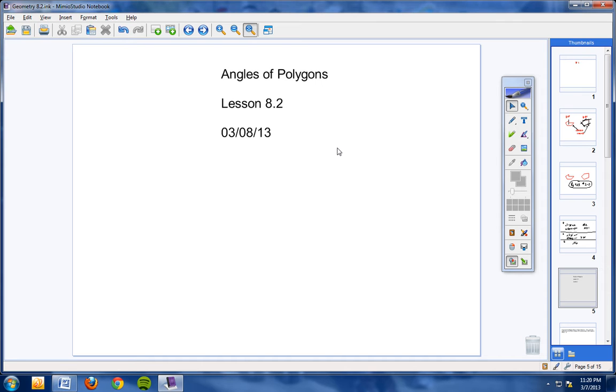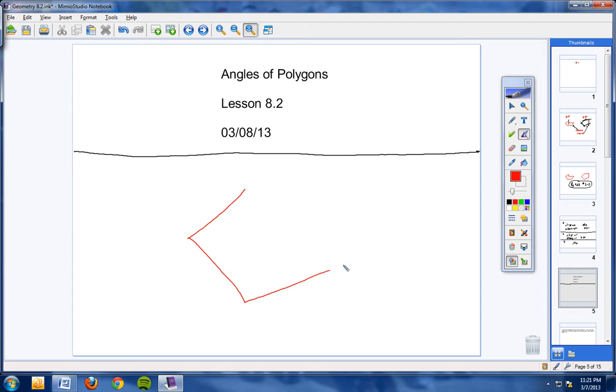Okay, it is extremely important, students. I cannot stress this enough to you. It is so important that you understand what an exterior angle is. Would you please copy this in your notes? Take a second and copy that shape in your notes. Please do that.